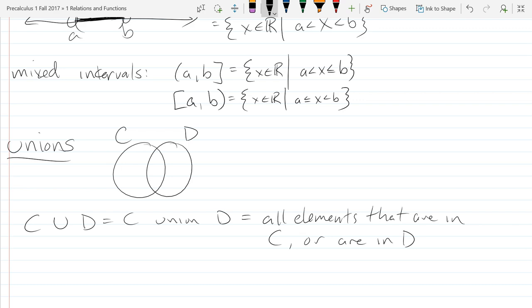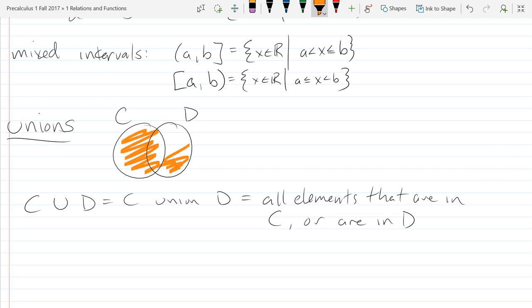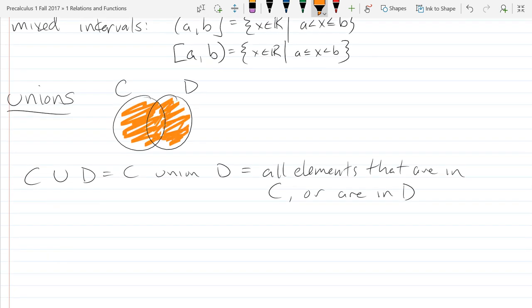And if you're in C and D, that's okay too. You'd be inside of both. So there's unions right there. And if we color it in, you just shade in the entire region right there. So you get everything in a union. We're not going to do intersections much, but you can't talk about unions if you don't talk about intersections.